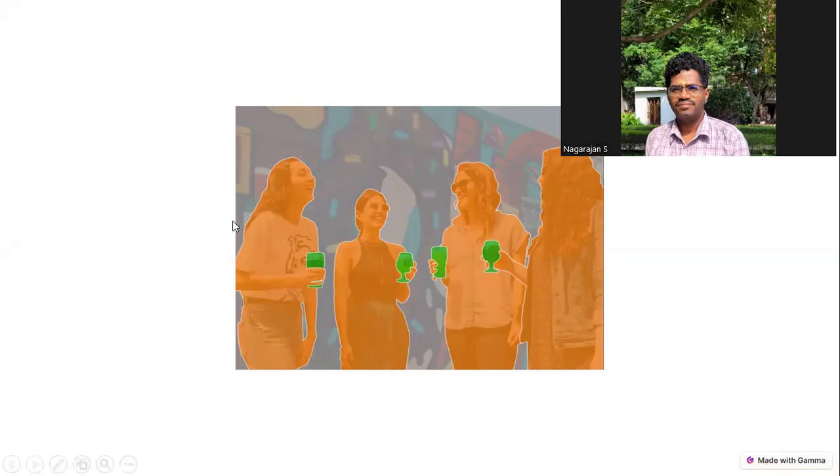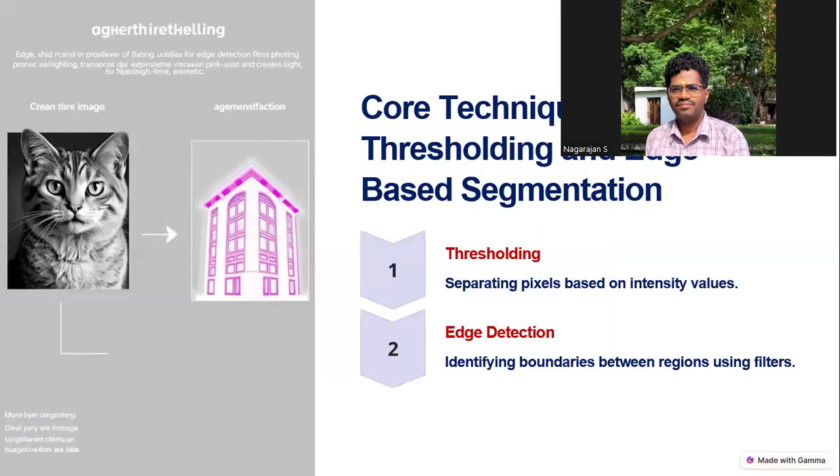Once you go for research or applications, we can apply instance and semantic segmentation, especially semantic segmentation, which is helpful for a lot of things. Some of the core techniques applied in image segmentation are thresholding and edge detection. Thresholding helps divide the pixels based on intensity values, and edge detection identifies the boundaries between regions using the filter concept.